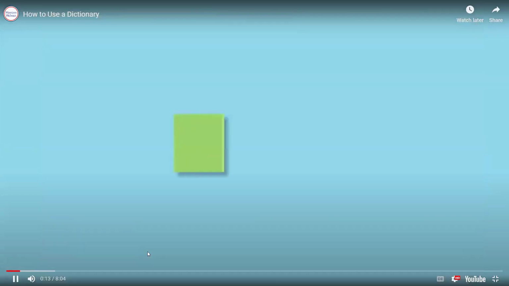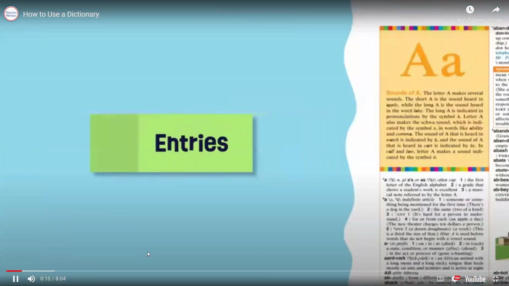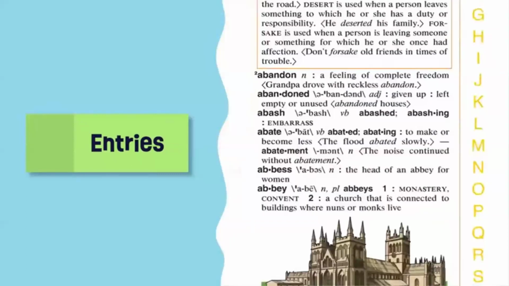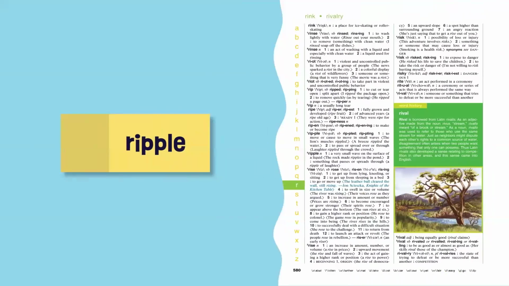A dictionary is filled with entries, and each entry contains information about a particular word. These entries are arranged in alphabetical order. So let's say you're looking for the word ripple. First, you'll find the section with all the words that begin with R.